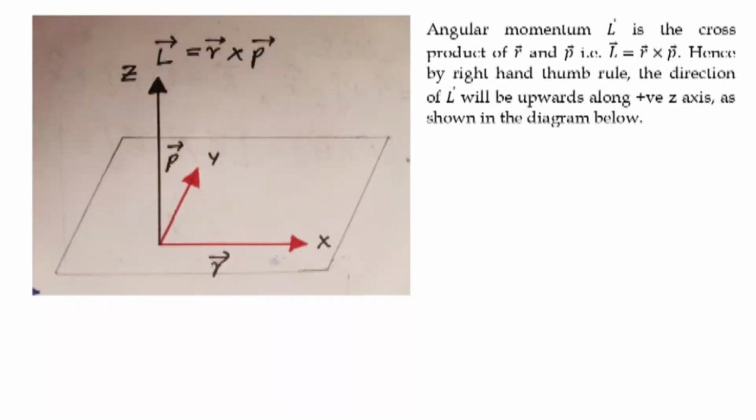Now if we do the cross product of the r vector and the p vector, it will be directed in the upward direction, and this can be achieved by using the right hand thumb rule. We will be pointing our forefingers from r towards p, and the thumb will point upwards, and that will be the direction of the angular momentum. So the angular momentum vector will be in the vertically upward direction from the tabletop.